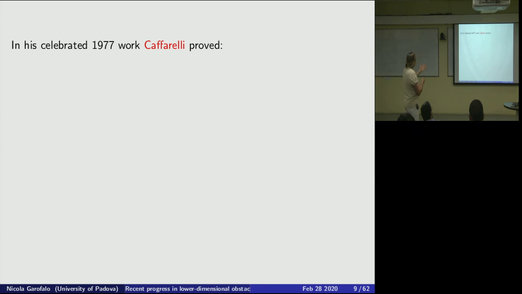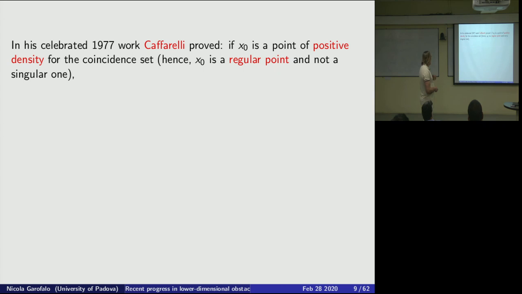And now let me go to, again, year 1977, the celebrated work of Luis Caffarelli in Acta Mathematica. He proved a fundamental result. He showed that if at a free boundary point x0, that point is of positive density for the coincidence set, and therefore it must be a regular point, because remember, it has either positive density or zero density. If it has positive density, it must be regular. You can prove this according to the definition I gave you before. So it has to detach from the obstacle quadratically.